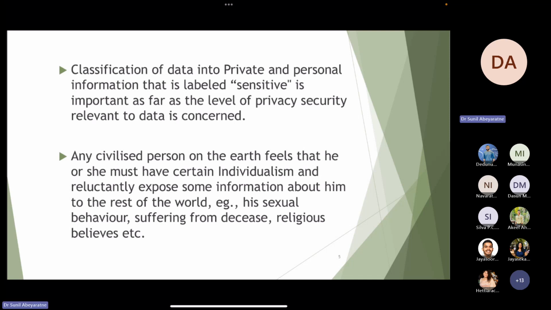Now let us see what this sensitive data is. What do you mean by sensitive data? A civilized person on the earth feels that he or she must have certain individualism and is reluctant to expose some information about himself to the rest of the world. Now, if you asked me, what is your sexual behavior? What is my drinking habit? What is my eating habit? And sometimes, what is your religion? Sometimes you feel, why should I tell my very personal reasons?